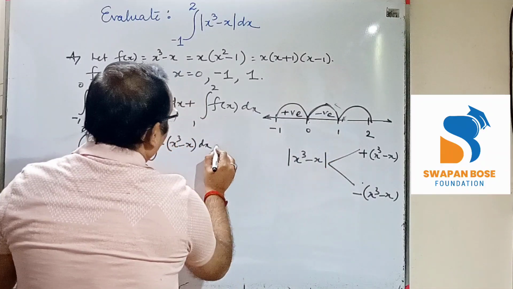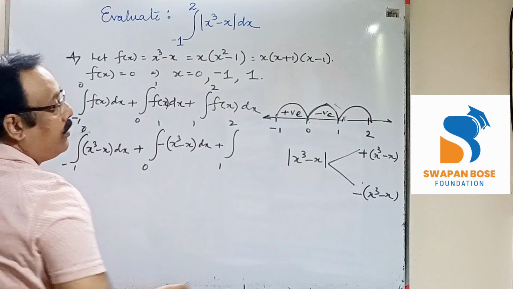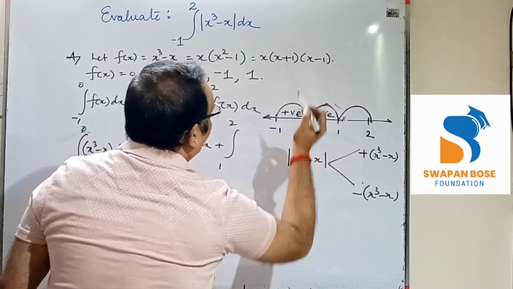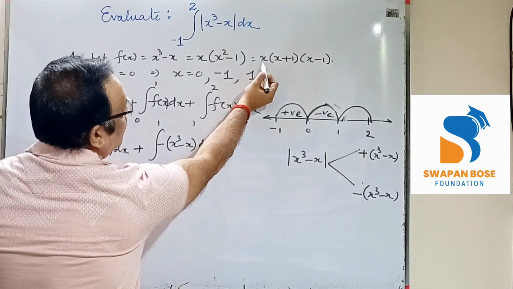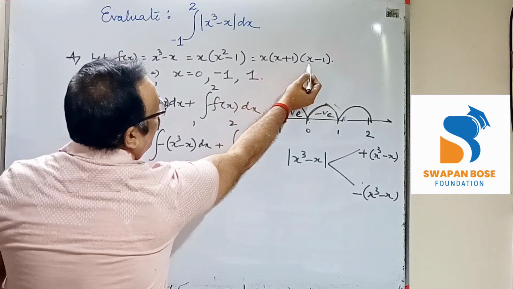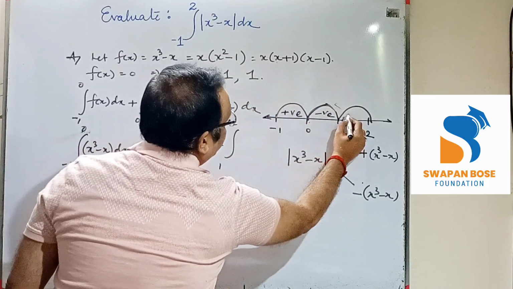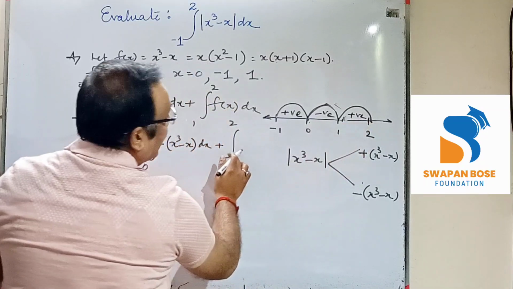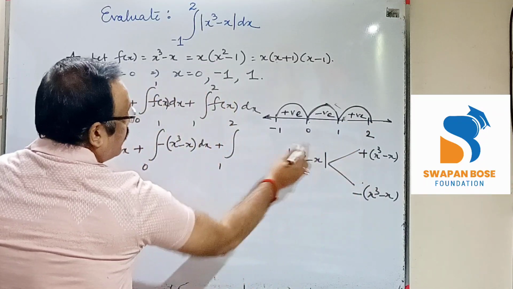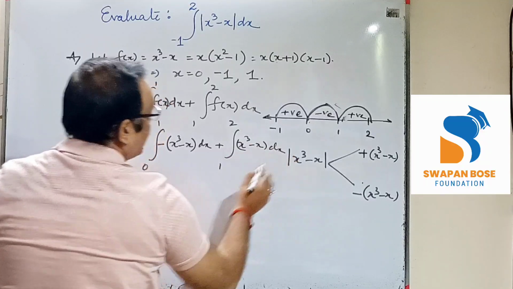Now 1 to 2. In between, we'll choose any value, so for 1 to 2 the value is 1.5. 1.5 is positive, 1.5 plus 1 is 2.5, positive, and 1.5 minus 1 is positive. So positive into positive into positive will be positive. So we'll take the positive function of the mod, that will be x cube minus x dx.